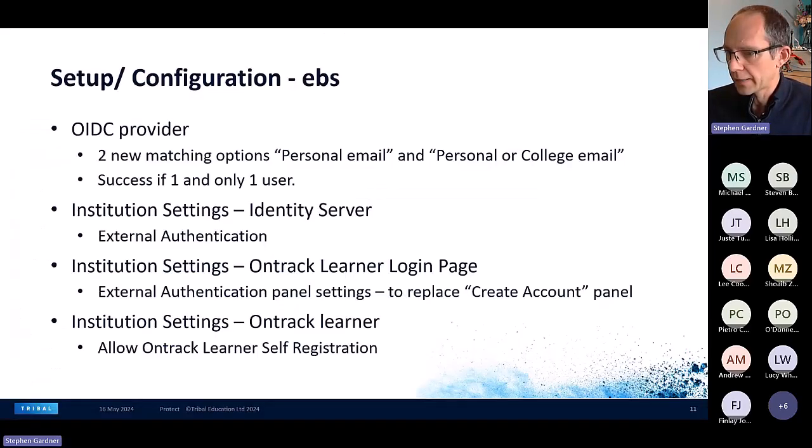So if I flip back to those, those are the configuration setups in EBS. I think I've covered everything on OnTrack Learner. Oh yes, and there is just one further one to call out, which is a setting of whether you allow people to sign up or not. So you can run OnTrack Learner without self sign up if you don't want it there at all, and you don't have to show the create account panel.